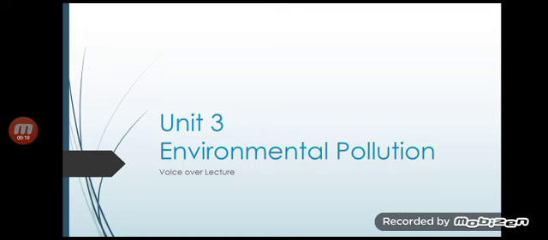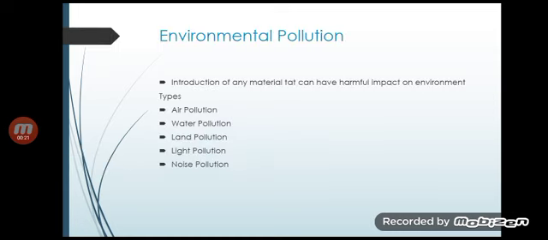So, first of all, what is environmental pollution? It's the introduction of any material that can have a harmful impact on the environment, and that is known as pollution. It includes contamination of air or water, erosion of land, or high levels of noise or light, or any other things.